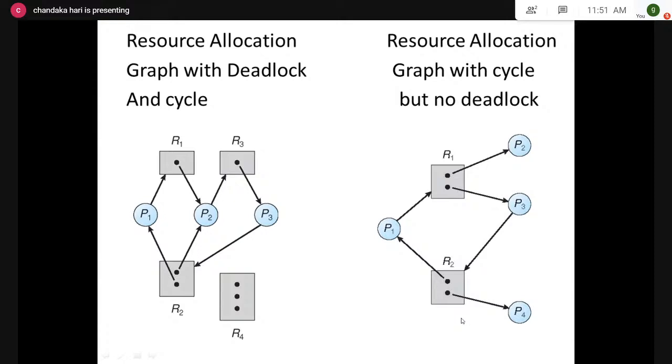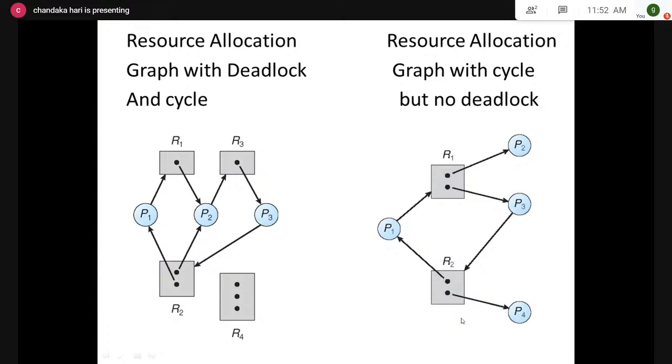In this example, there are three processes running: P1, P2, P3. In a similar manner, these are vertices. There are another 4 vertices of resources: R1, R2, R3, R4. There is one instance of R1, 2 instances of R2, 1 instance of R3, and 3 instances of R4.